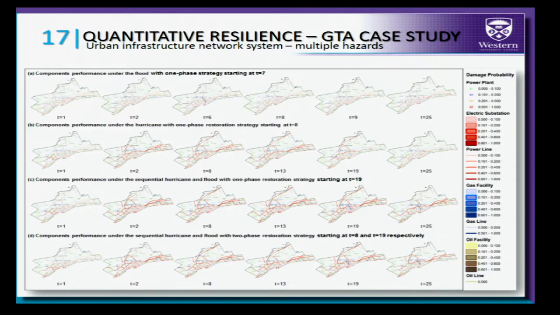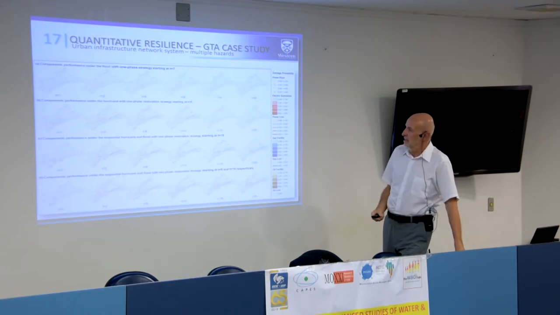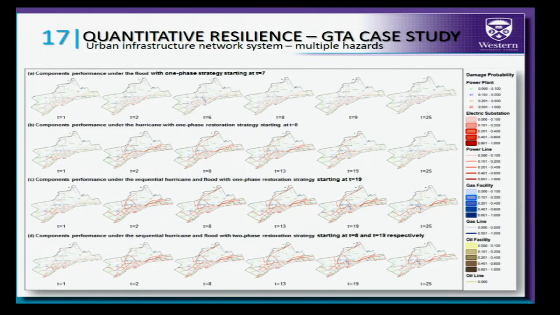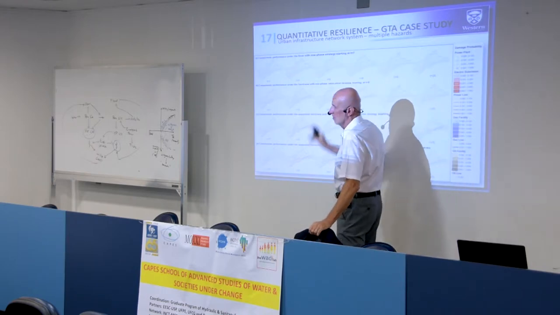And what you realize we are now able to do is, because we have time and space represented for each of these different strategies for adaptation, we were able to compare the impact through the resilience. So the first line shows for different time moments what is the response of the system under the flood with one strategy, strategy one, repairing the first damaged component at a particular time moment.